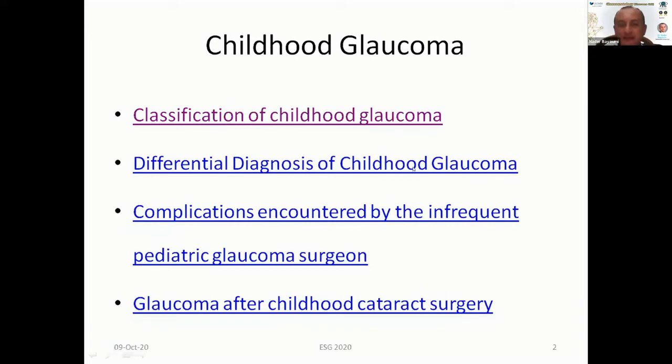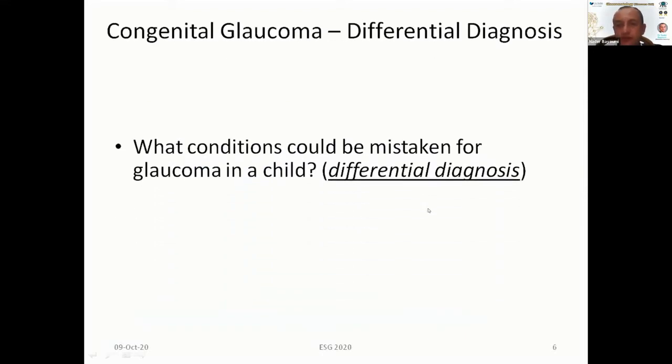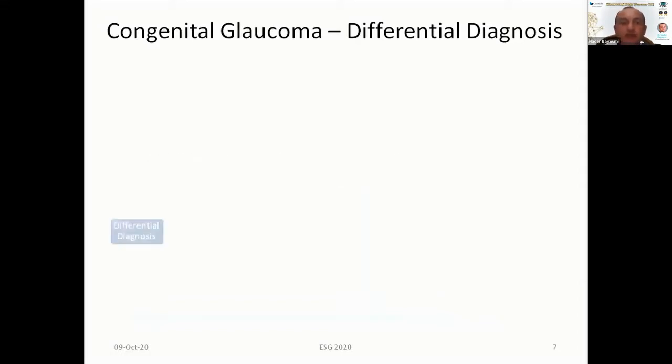Now, let's present in a few minutes the differential diagnosis of childhood glaucoma. That is, does any child that presents with a large cornea or a watering eye, or whatever other manifestations of childhood glaucoma, essentially have to be a case of childhood glaucoma? In other words, what are the other conditions that may mimic childhood glaucoma?